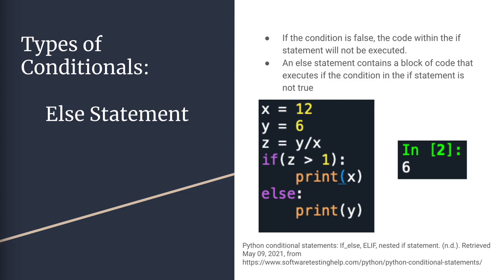But what if x equals 12? 6 divided by 12 is 0.5. The condition in the if statement is false. Thus, the else statement will be executed. Y is printed, and we get 6.